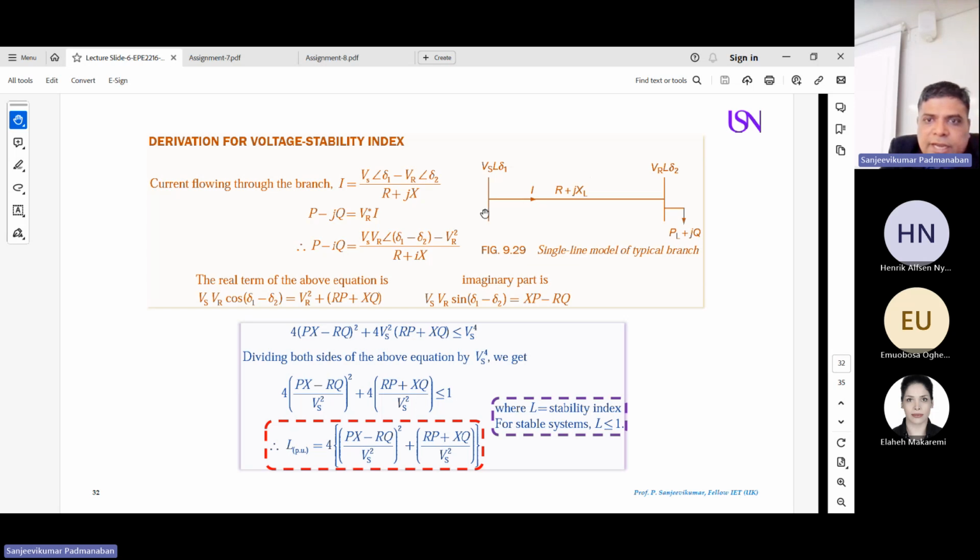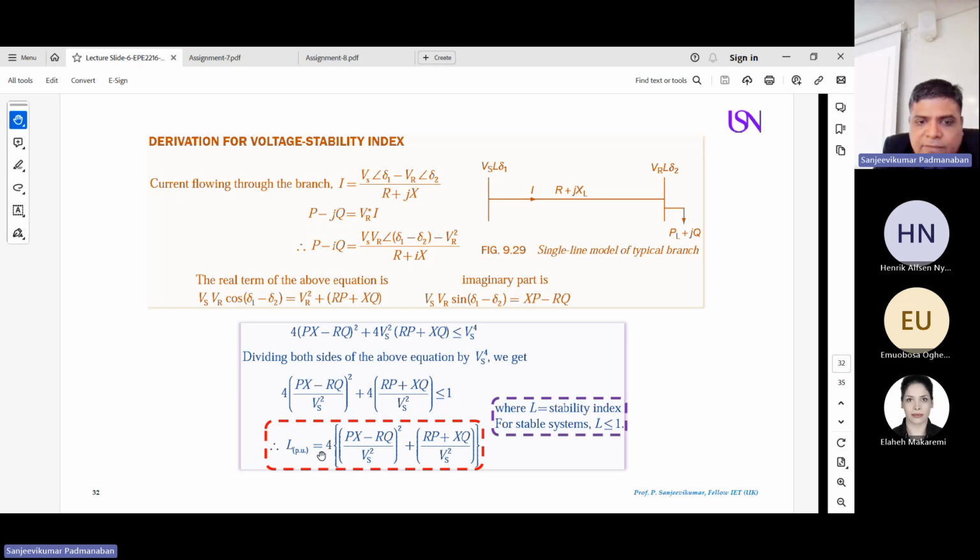This is my sending end voltage. This is my receiving end voltage, and the corresponding power is shown as active and reactive power. From this, I can write the standard equation. I'm not going to discuss this equation; you can have an idea because you can easily calculate it. From this equation, I have the real power. So this is the real part of the equation, and this is the imaginary part. From this, I am able to calculate L, the inductance per unit.